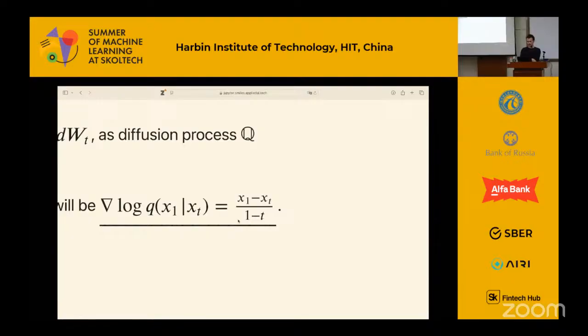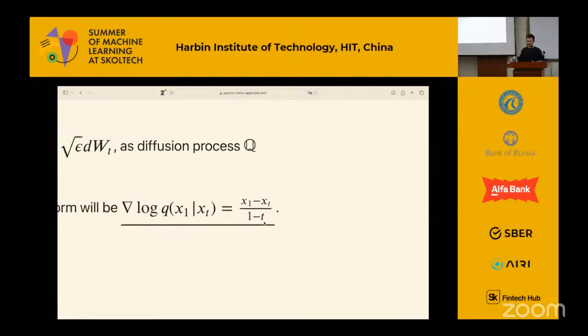And as Alexander said, in the case where we take this Brownian motion and the volatility converges to 0, then this particular quantity would be reduced to flow matching's x1 minus x0.